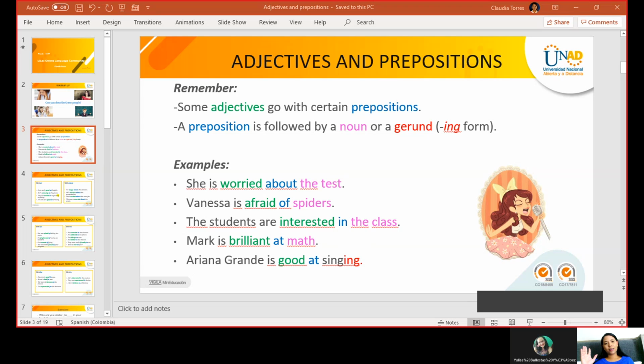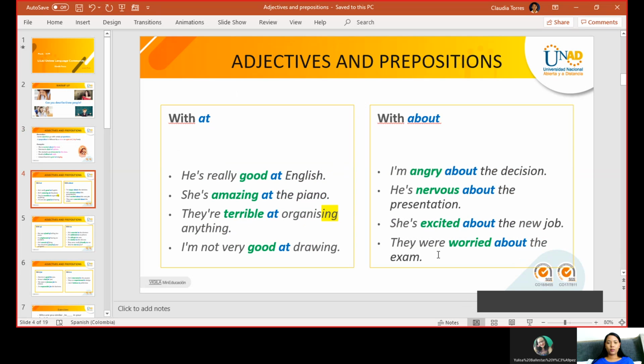But let's say that someone says, I'm good at paint. What? I'm good at painting, right? I'm good at painting when it's a verb. Okay, so now let's move on.